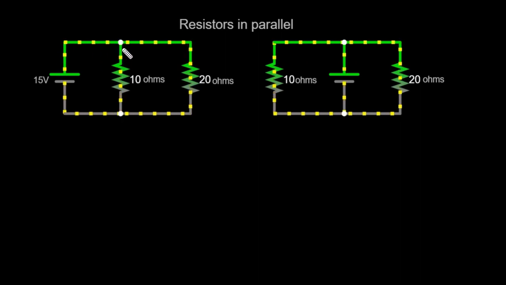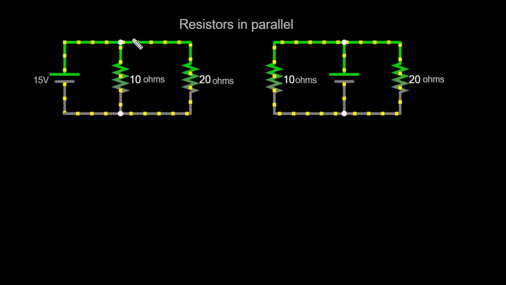The node here is this white point that I have here. That's the node. So these two resistors are connected to the same nodes. The 10 ohms is connected to these 2 points, and the 20 ohms is also connected to these 2 points. Same thing happening here. The 10 ohms is connected to these 2 points, and the 20 ohms is also connected to these same two points. So you see they share a node.